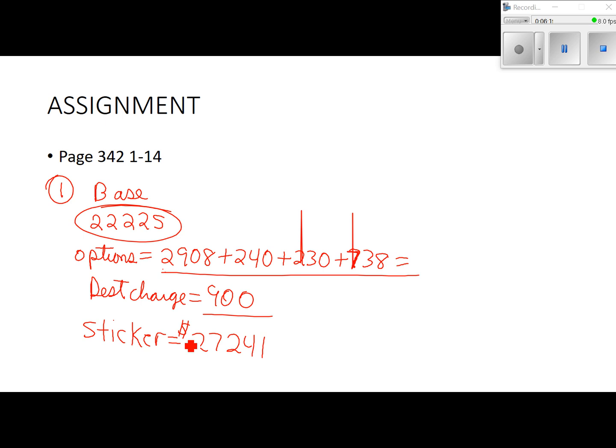And again, that's the price that's on the sticker, but that's probably not what you're going to get out the door for. It's going to have other things added in there, taxes, title, any other kind of charges that they may have. Number two is the same kind of problem. I'll let you do it.